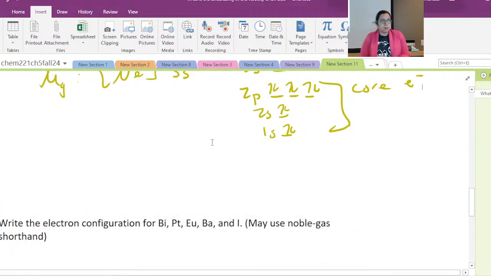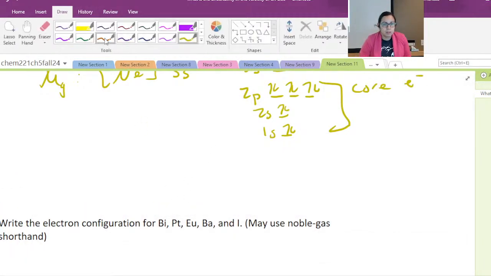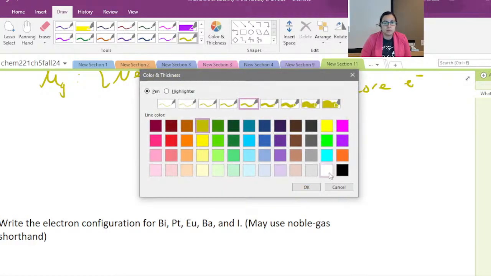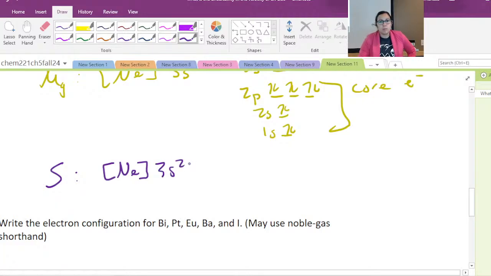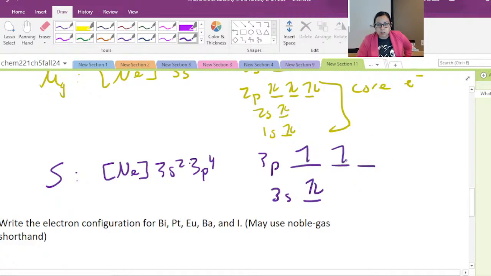And then what do we get for sulfur? Yeah, what'd you get, Ben? Neon in brackets, and then 3s2 and 3p4. So that looks good. Then we write out our 3s and 3p. I'll just focus on the valence for this one. So 1, 2, and 1, 2, 3, 4.